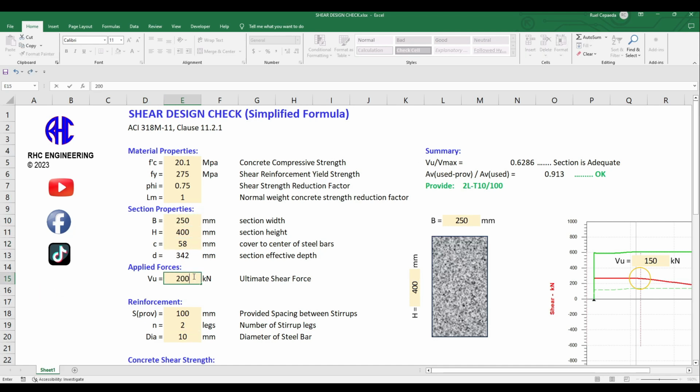So let's say 200 for the Vu. So our section is not okay as per the code, but the section is adequate as per the code, but the reinforcement is not. See, so it means we need to modify in this area. So let's say let's use 12 mm. So it satisfies the requirement. Okay.